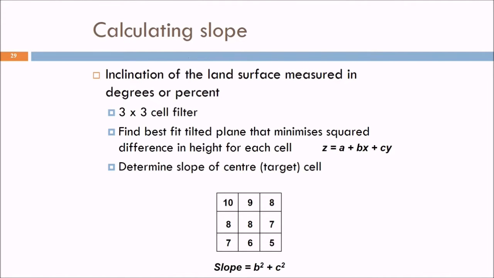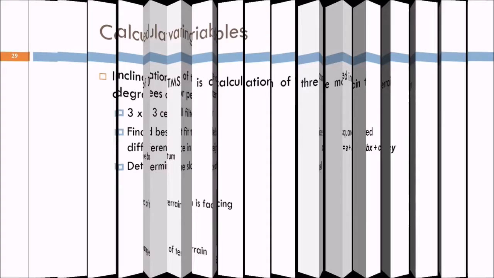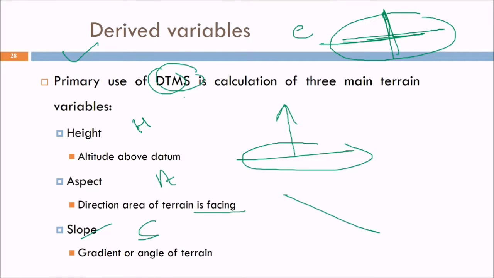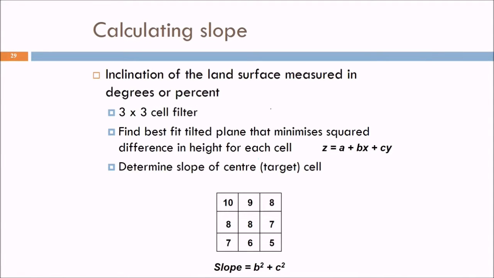How to calculate the slope? We have seen that we can derive three things. Height, of course, is there in the regular gridded display, that is the DEM, and the TIN also. Height is always there. What about the aspect and slope? So how to compute the slope?